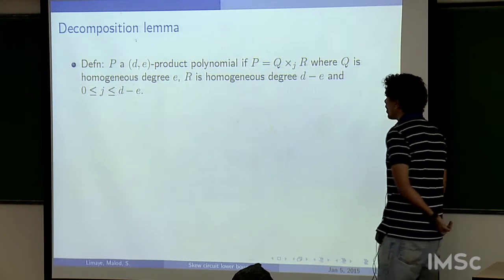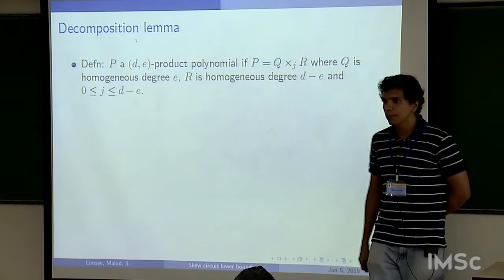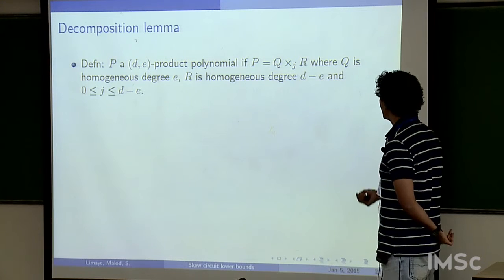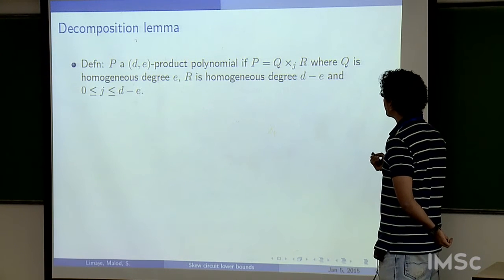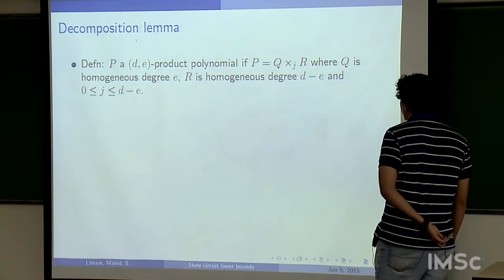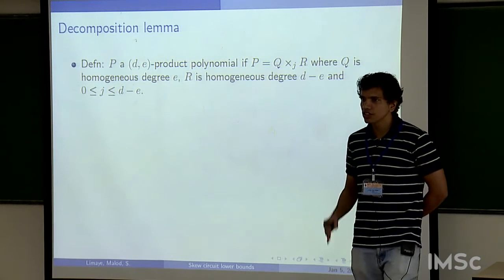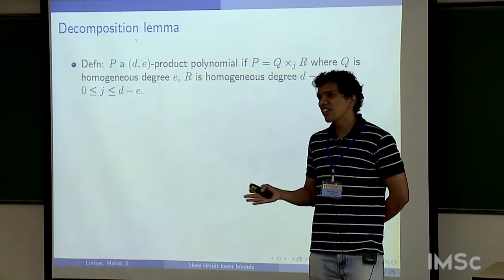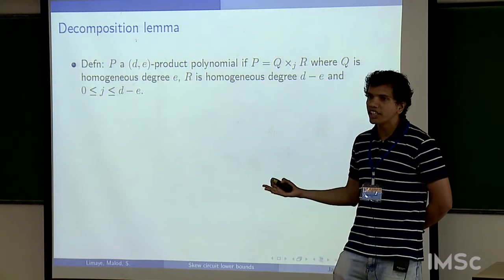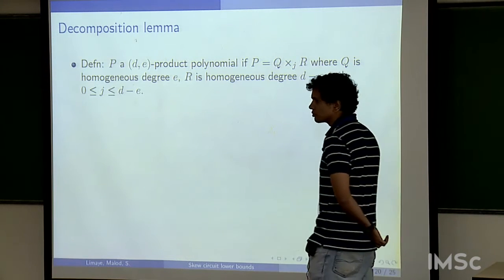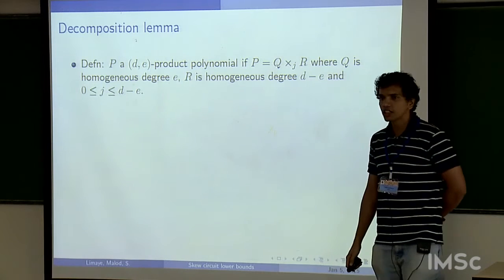Right. So let me define P to be a D,E product polynomial. If it's the J product of a degree E polynomial and a degree D minus E polynomial, where J can be anything. It's a J product of Q and R, where J could be anything between 0 and D minus E, which is the degree of R. That's a product polynomial.